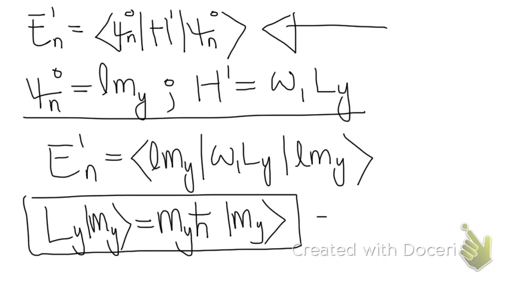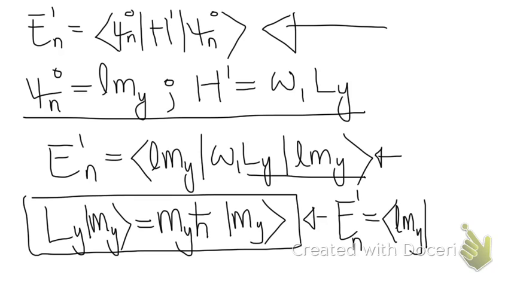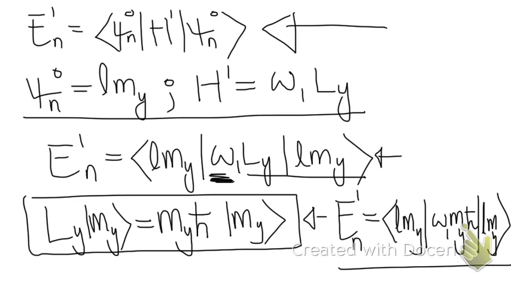So again, this is just the eigenvalue equation for Ly. With this, I can simply compute my En to first order, which will be E1n is equal to Lmy, but my Ly acting on my Lmy gives me My H cut, and I also have this omega 1, so I'll have omega 1 My H cut and my state Lmy. Okay, so remember this, and let's move on to the next page.